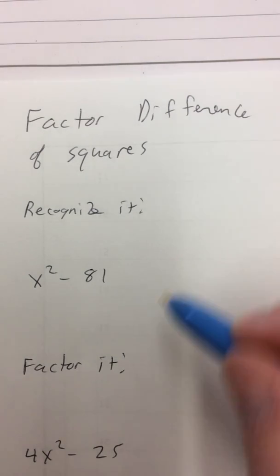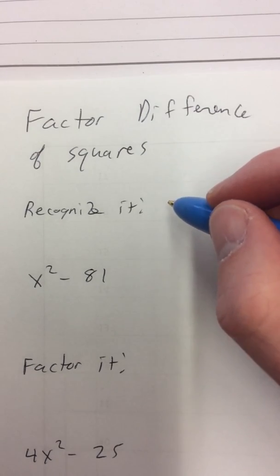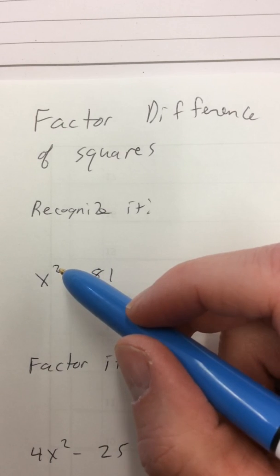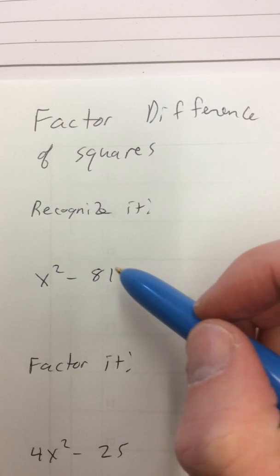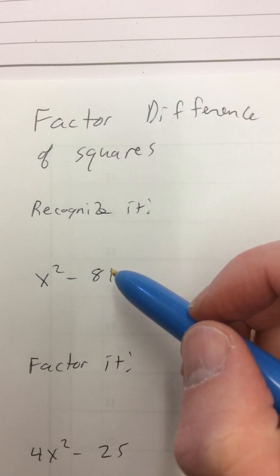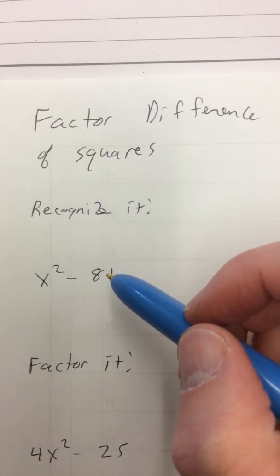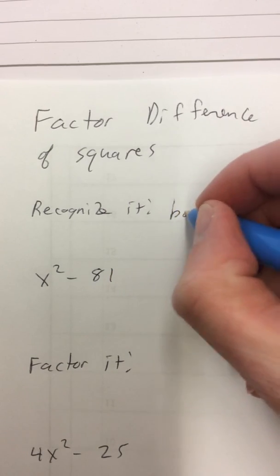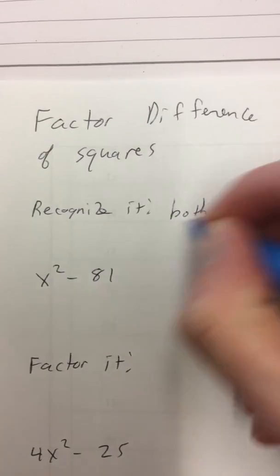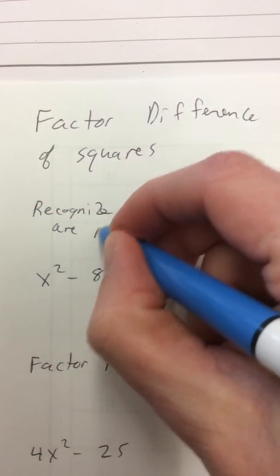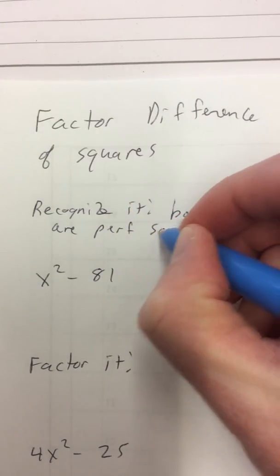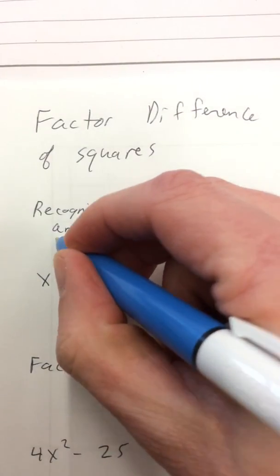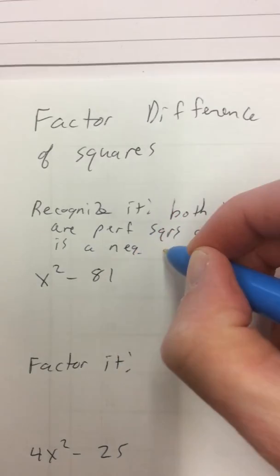And how do we recognize when we have the difference of squares? We recognize that when we see that the first term is a perfect square, and if it's a variable, that just means it has an even exponent. And the second thing is also a perfect square, and so obviously if it's a number, then it's going to be 4, 9, 16, 25, and so on, all the perfect squares. So how do we recognize it? Both terms are perfect squares, and there is a negative sign between.